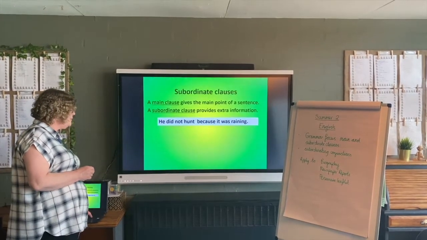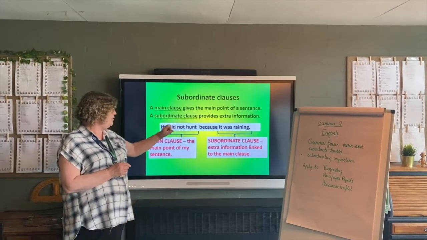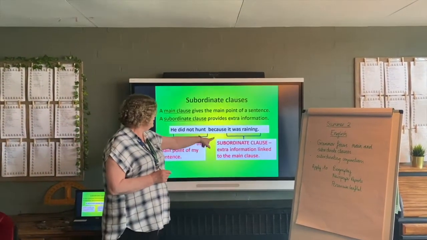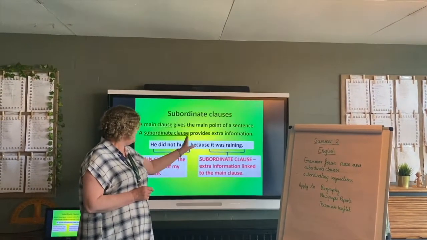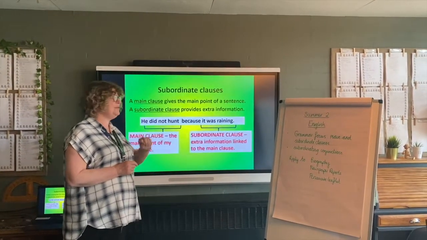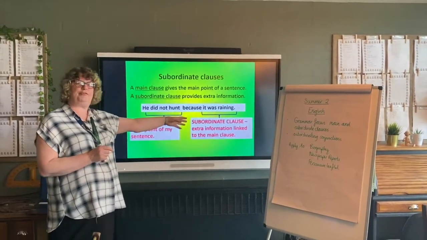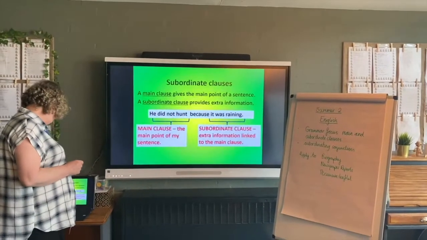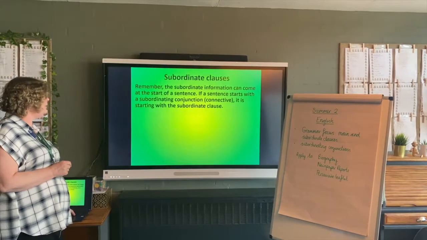He did not hunt because it was raining. The main clause in that sentence is, he did not hunt. See what I mean? It makes sense on its own, doesn't it? Here, because it was raining, the subordinate clause, including the subordinating conjunction, put all that together, because it was raining, doesn't make sense on its own. That is a subordinate clause. It's extra information. It's telling you why he did not hunt. There we go. It shows the relationship between the two clauses.